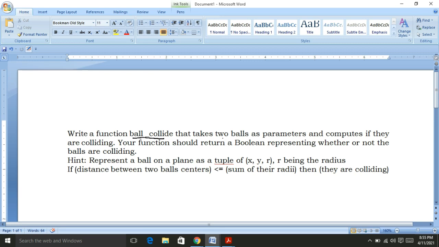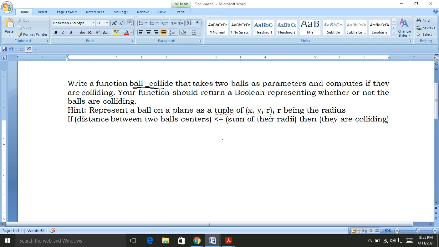So I will explain the problem, and he has also given some hint to represent the balls as a tuple of triples, right? X, Y, and R, where X and Y are the center and R is the radius. So he is asking, let us consider this is the first ball, with the radius that is R1, and this is, suppose, the second ball with the radius R2, right?